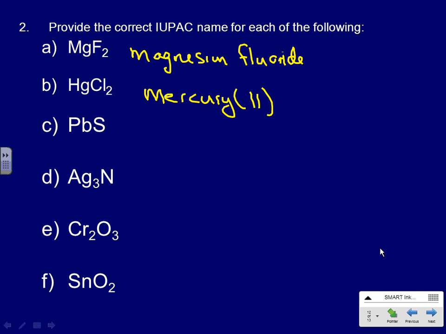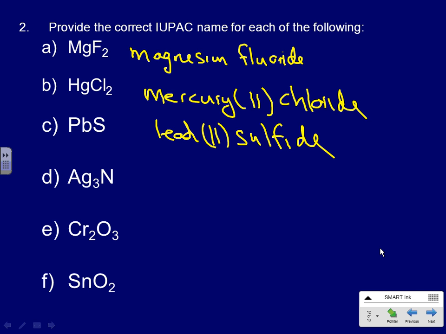Mercury 2 chloride. Next. Yep, Dana? Excellent. Lead 2 sulfide. Next, William. Silver nitride. Silver nitride. All right. Next, go ahead, Janessa.